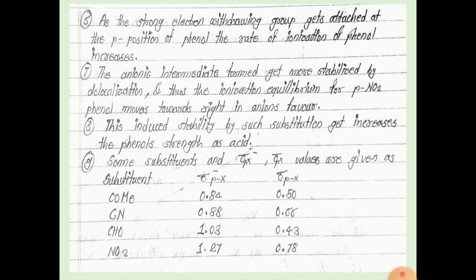Some substituents and their sigma x and sigma p x values are given below. The substituents are COMe, CO2Me, CHO (aldehyde), and the NO2 group. These are the values for these substituents: sigma p x, sigma minus p x and sigma p x.